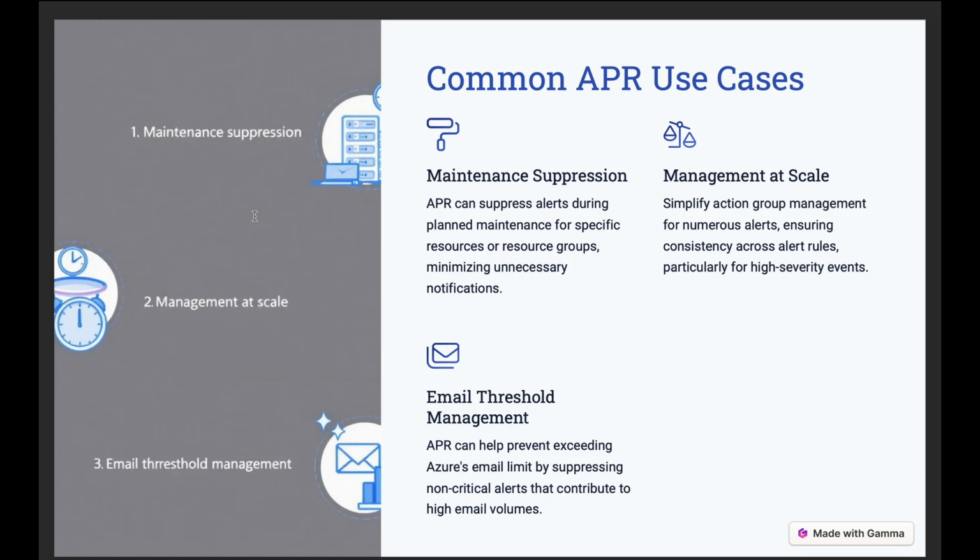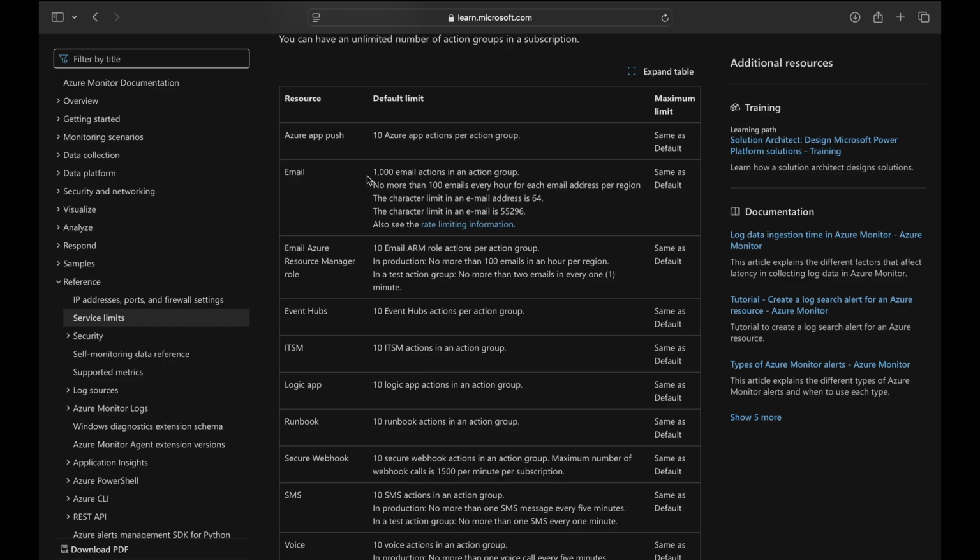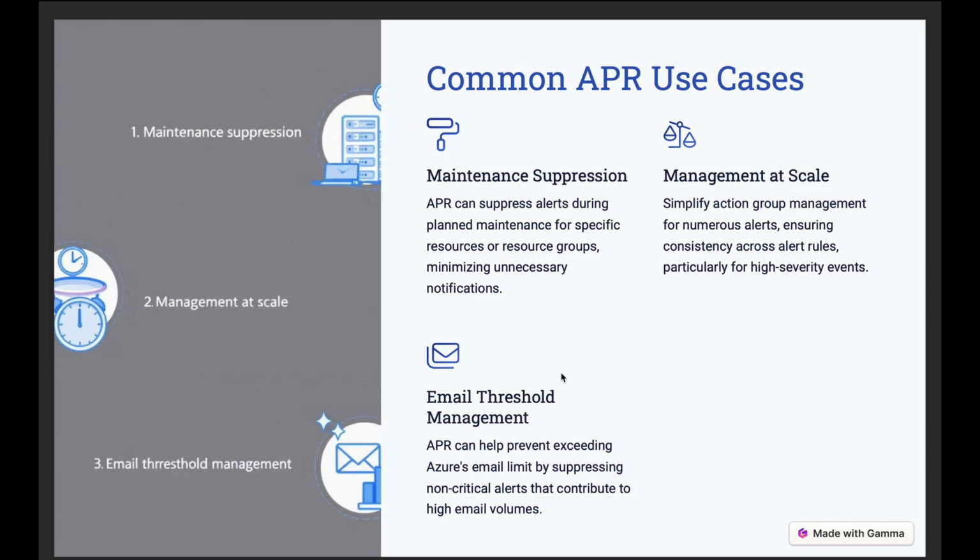Another use case can be your email threshold management. If I take you to the Microsoft documentation, in the email section you can see that in a single alert we can have up to 1000 email actions in an action group, and we cannot receive more than 100 emails every hour for each email address per region. If we cross the limit of 100 emails, we will not get any further notifications from the Azure monitoring service, and we'll get an email that our alerts will be stopped for this particular email for the next hour. When we face this scenario, we can use alert processing rules to stop the alerts from triggering to the email during the maintenance or any activities we are performing.